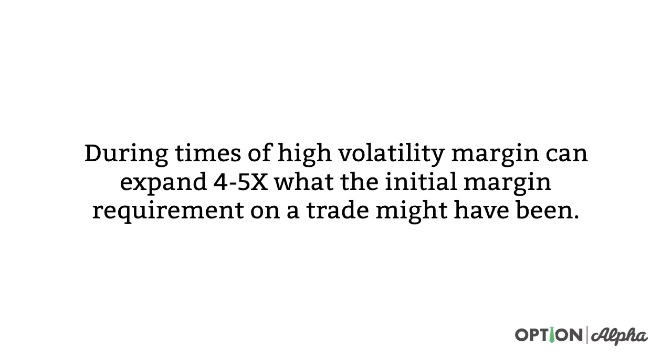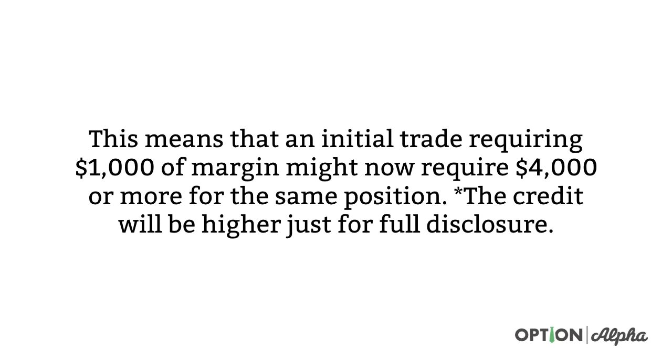During times of high implied volatility, the market margin can expand 4 to 5 times what the initial margin requirement on a trade might have been. So an initial trade requiring $1,000 of margin might now require $4,000 or more for the same position. This can happen literally overnight as the markets get more volatile. Volatility goes up, margin expands.